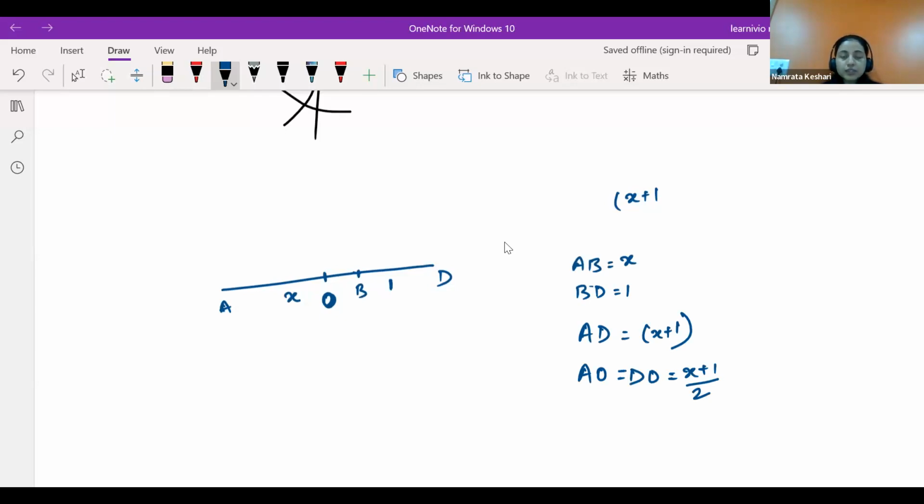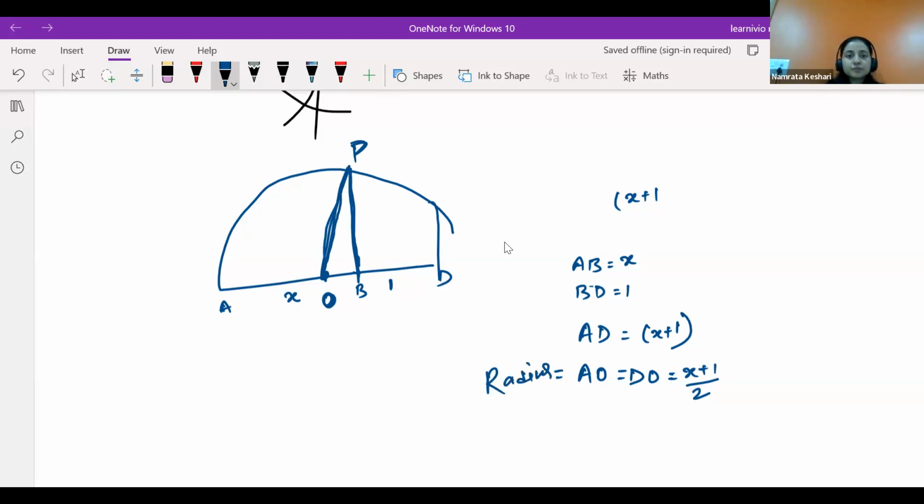Now what we are doing: keeping the needle over here, we are making a semicircle like this, and we are dropping the perpendicular over here. This much is the radius. If this is point P, then OP is the radius of this semicircle, and the radius we have already figured out. The radius we have maintained for this semicircle is OD, which is (x plus 1) by 2. So the radius we already know is (x plus 1) by 2.